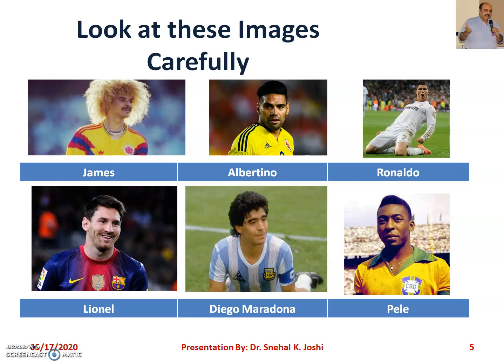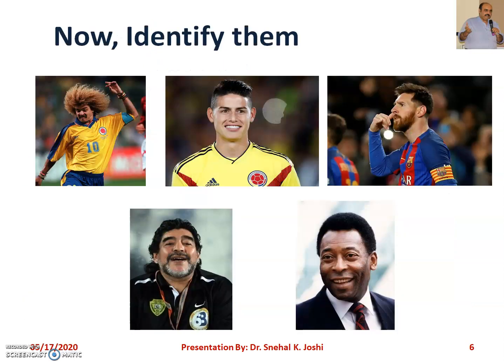Okay, so the first from upper left is James. He is a famous soccer player from Colombia. Next is Albertino, and third is Ronaldo. Everybody knows him. In the bottom line is the very handsome Lionel, followed by the legend from Argentina, Diego Maradona, and then, in a Brazilian soccer team T-shirt, we have the very popular legend Pele. Okay, so now identify them. In this particular image, who is who?